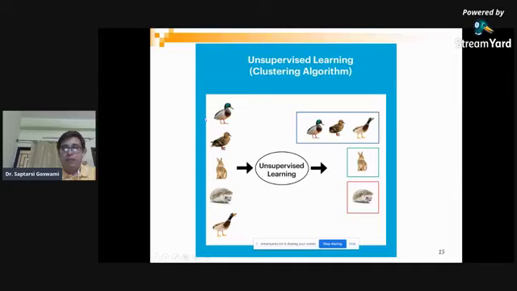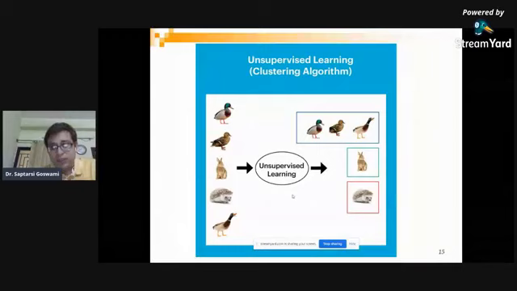So no one has written this is a duck, this is not a duck, right? Okay, that is the first thing. And that's why you call it unsupervised, because there is no label to supervise your algorithm. And it tries to find natural groups within the observations.